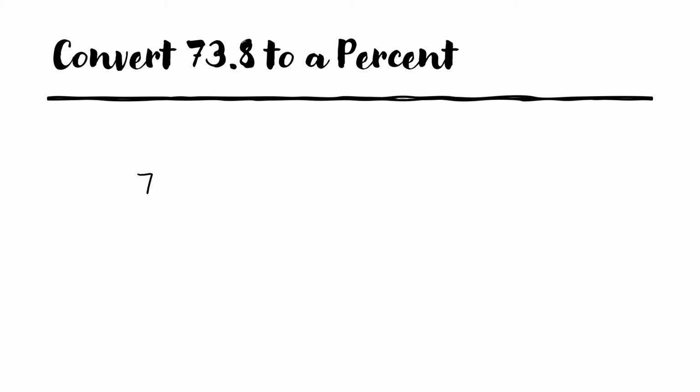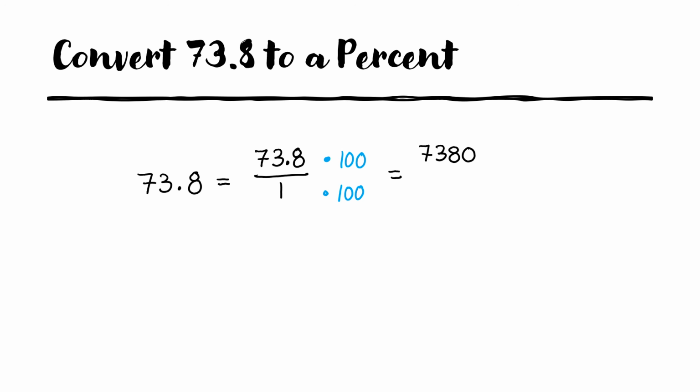Lastly, let's convert 73 and 8 tenths to a percent. First, we'll write this as a fraction with a denominator of 1, and then we want to find an equivalent fraction with a denominator of 100. So we'll multiply the numerator by 100 and the denominator by 100. 73 and 8 tenths times 100 is equal to 7,380. And 1 times 100 is equal to 100.